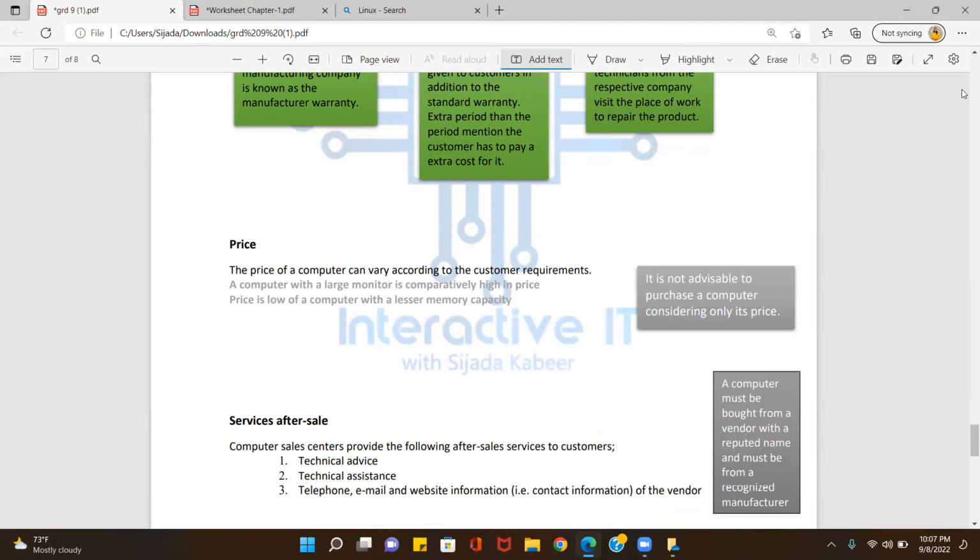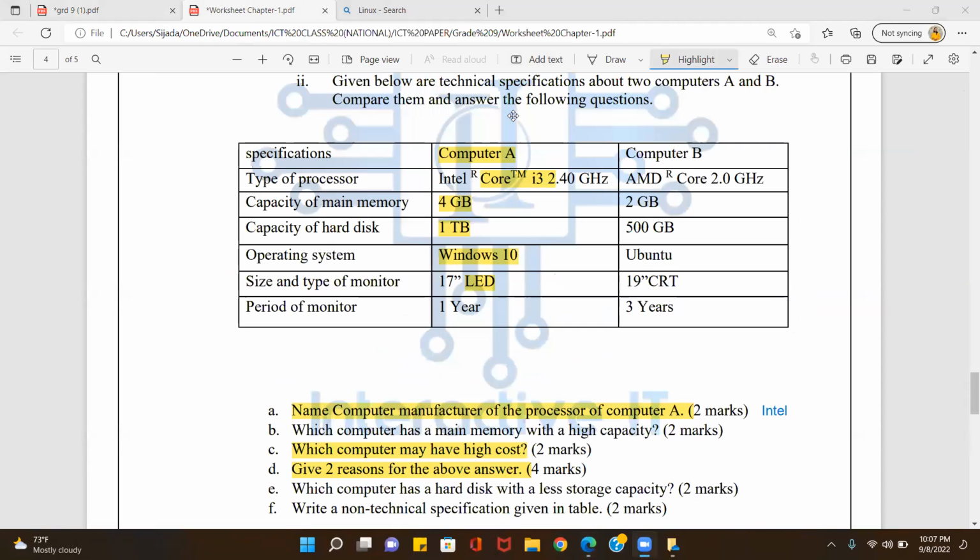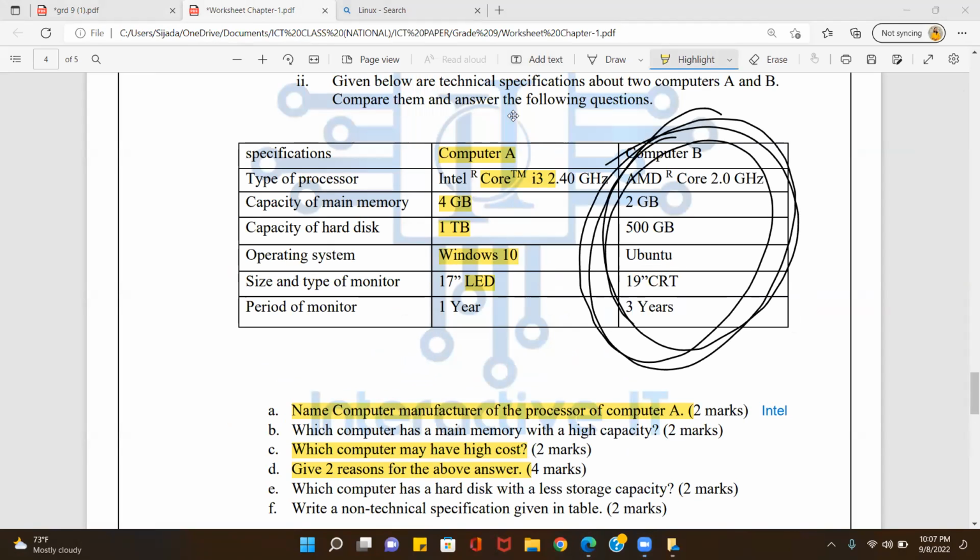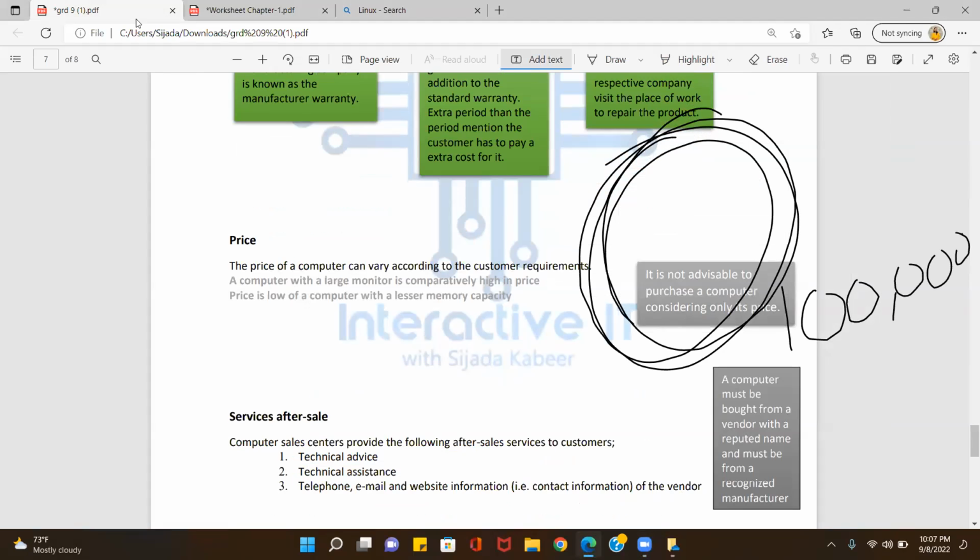But price is also considered a specification, because if there is no proper technical specification and you pay for that company, or when you take this computer B here, computer B doesn't have a good specification. The quality here is not so good. So if you pay 1 lakh for this, what is the point, right? It's pointless. That is why price is considered a non-technical specification.